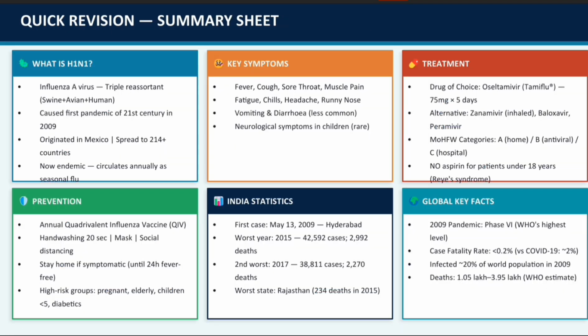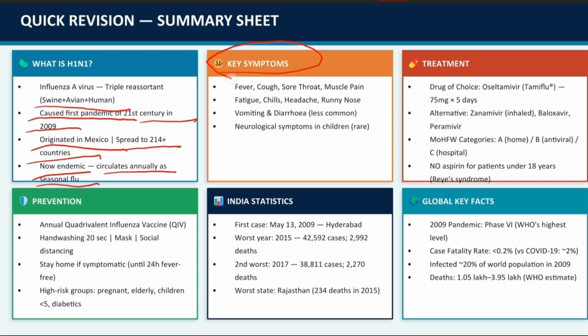Okay, let's do a quick revision of everything we have learned so far. H1N1 is an influenza A virus, a triple reassortant made of swine, avian, and human flu genes. It caused the first pandemic of the 21st century in 2009. It originated in Mexico and spread to 214 plus countries. Now it is endemic and circulates annually as seasonal flu.